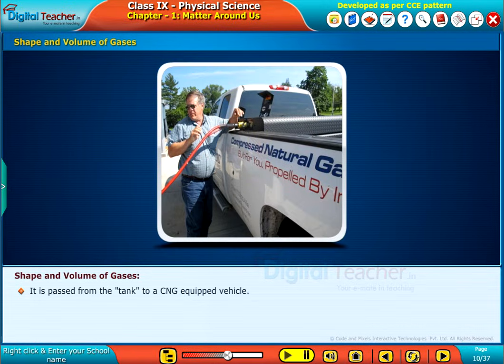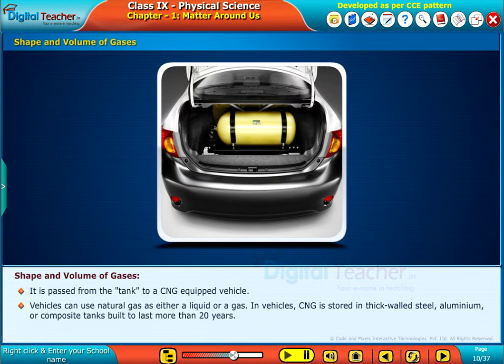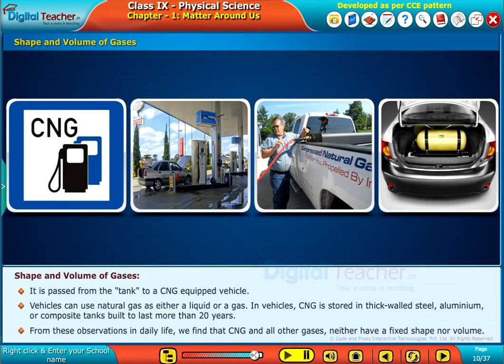It is passed from the tank to a CNG-equipped vehicle. Vehicles can use natural gas as either a liquid or a gas. In vehicles, CNG is stored in thick-walled steel, aluminum, or composite tanks built to last more than 20 years. From these observations in daily life, we find that CNG and all other gases neither have a fixed shape nor volume.